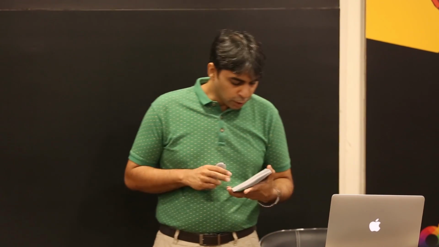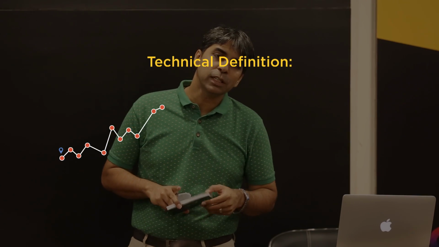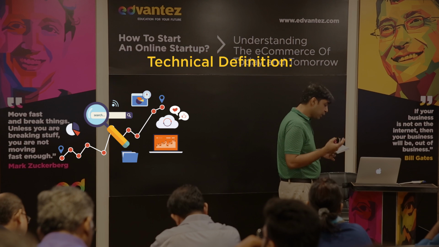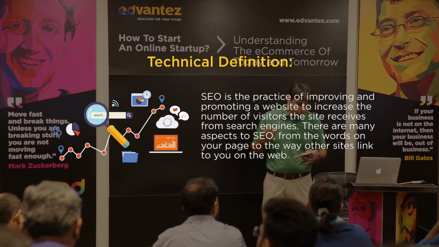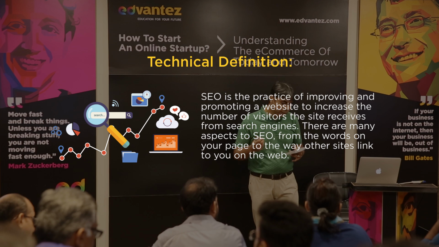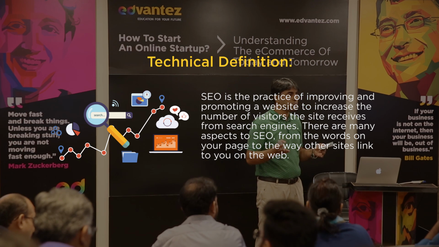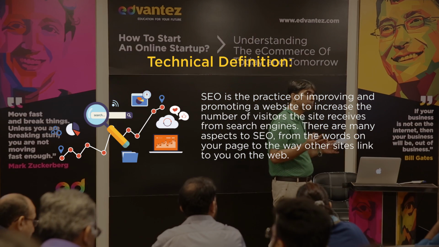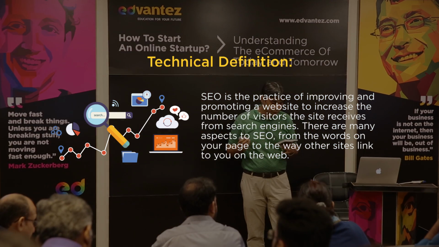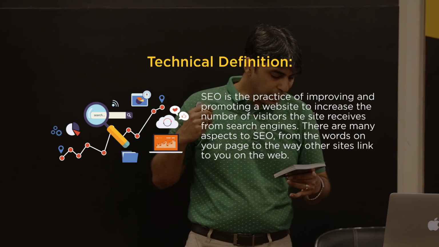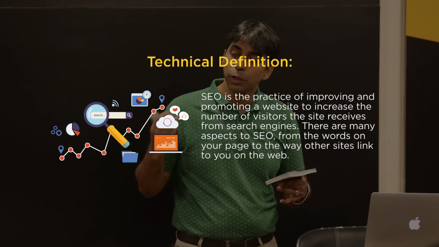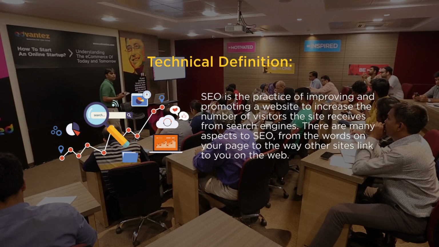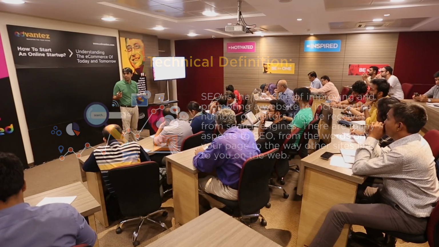All right, let's start off by defining the technical definition of SEO. I know you already described it. It's the practice of improving and promoting your website to increase the number of visitors. Very simple. What is our ultimate goal? Get more people on our website, correct? So that's what SEO does for you. It has many aspects: words on your page, which is your content, links on your web. All of that involves SEO.